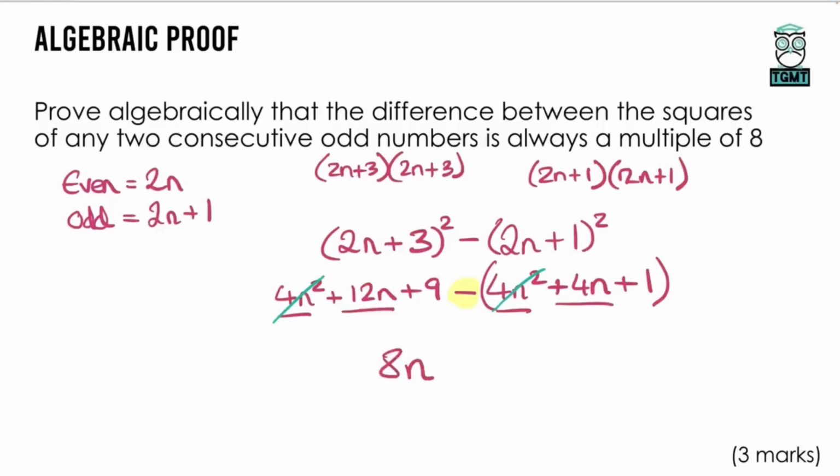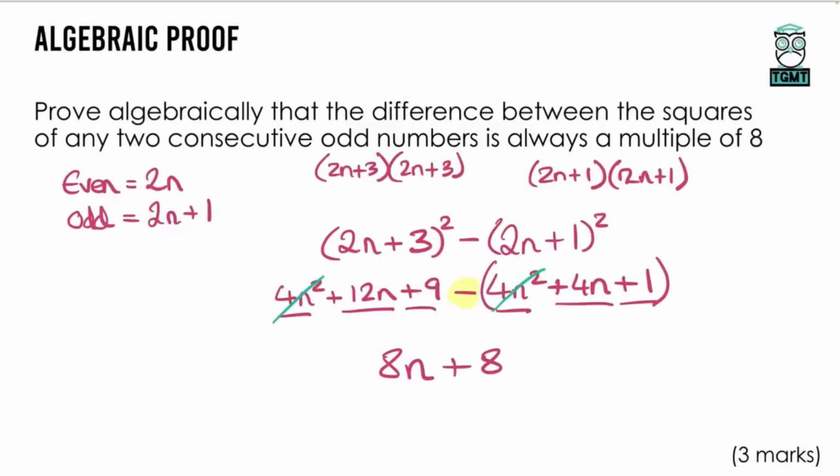That's a good sign, because it did want us to show that it's always a multiple of 8, and anything times 8 is going to be a multiple of 8. And then we have plus 9, and take away the 1. 9 take away 1 leaves us with 8. So there we go. We're definitely in a good position here. It wanted us to show that something's always a multiple of 8.